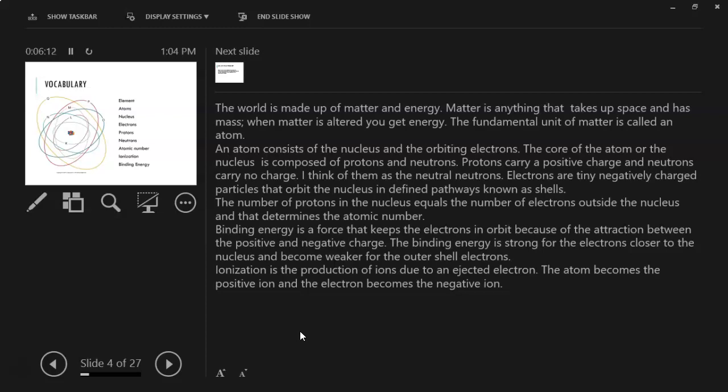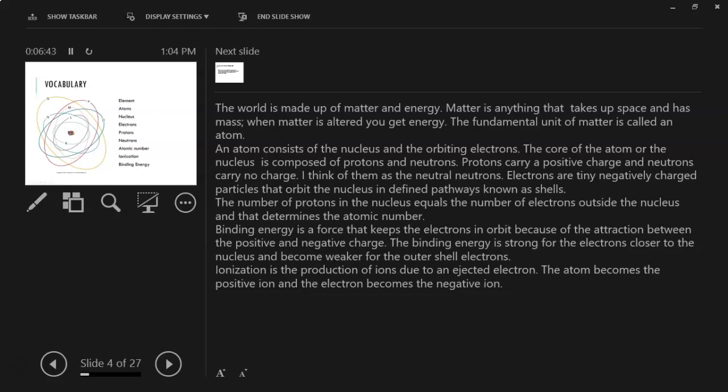So we have the protons, they carry a positive charge, and the neutrons carry no charge. So I kind of think of neutral neutrons. Electrons are tiny negatively charged particles that orbit the nucleus in those defined pathways. So you see all of these orbiting shells over here, each with a corresponding letter.